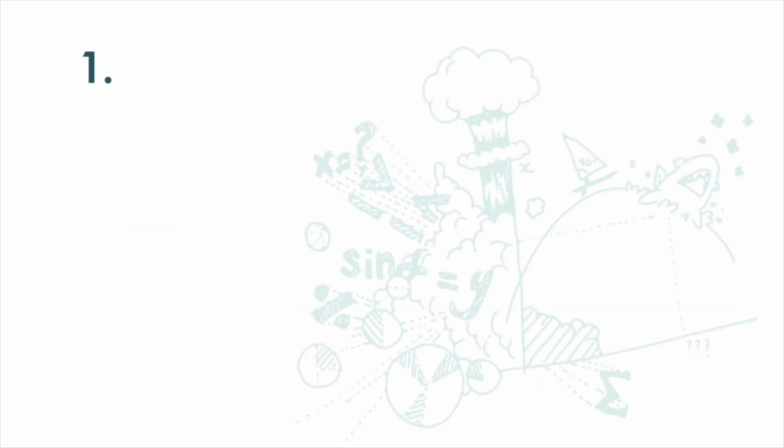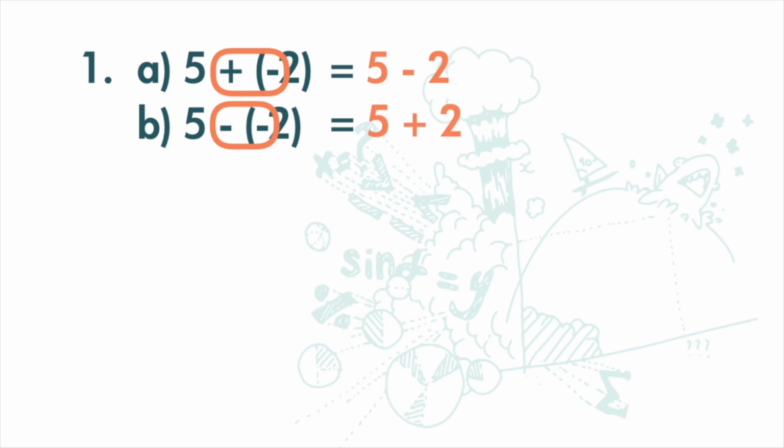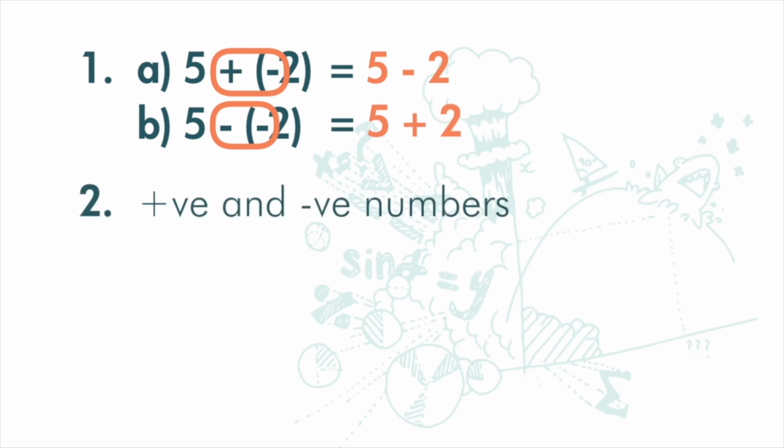Okay, a quick recap. When you see 5 plus negative 2, that's the same as 5 minus 2. When you see 5 minus negative 2, it becomes 5 plus 2. When there are positive and negative numbers, we look for numbers with greater value. If the number carries a positive sign, the answer will be positive. If the number is negative, the answer will be negative. Then we subtract the number with lesser value from the number with greater value. Then we got the answer.